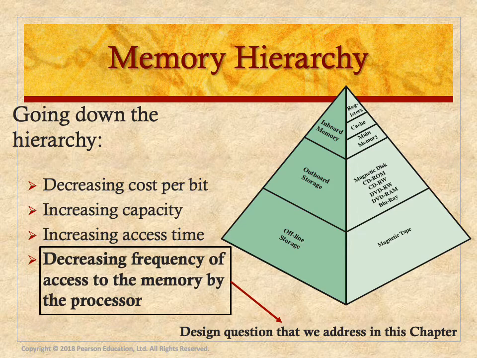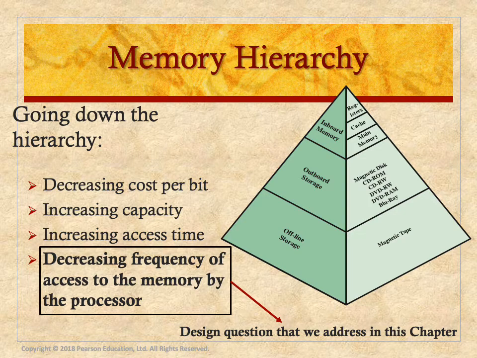The three properties of the memory hierarchy that we have discussed so far are facts. There's a fourth property that is not a fact but a design matter. In a properly designed computer system, if we are going down in the hierarchy, then there should be a decreasing frequency of access to the memory by the processor.